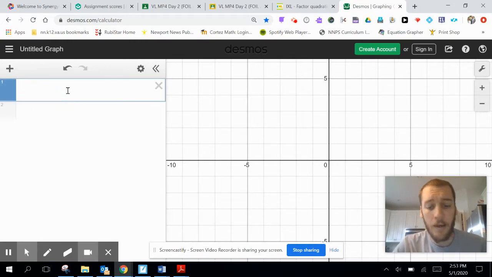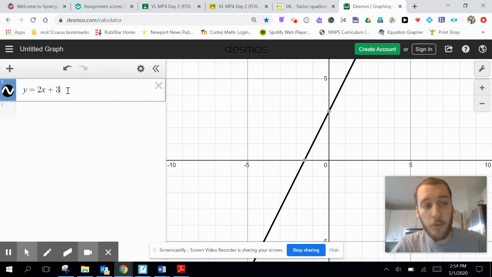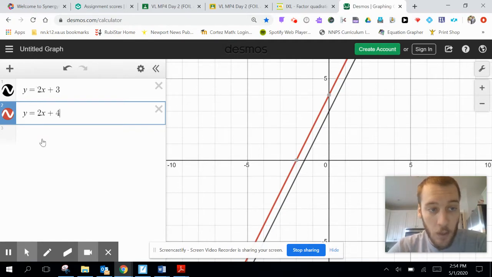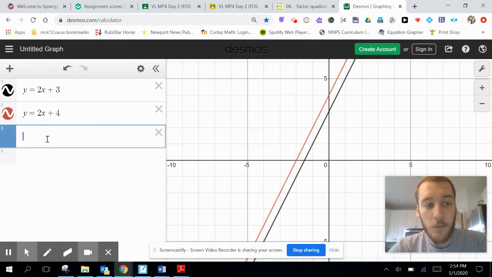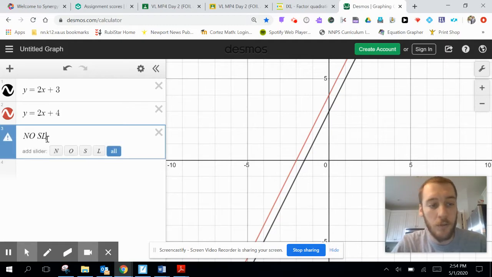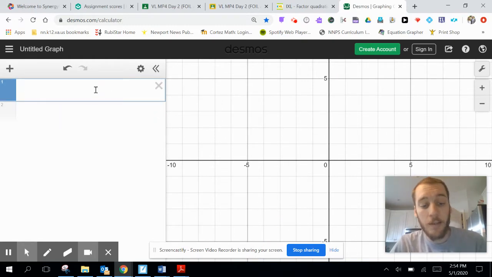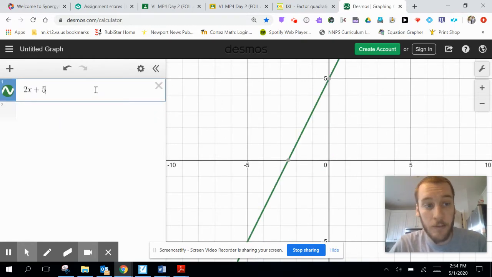Let's look at some of the other ones. Let's say I've got y equals 2x plus 3, but then I've also got y equals 2x plus 4. We can see that these lines are parallel. We can tell because they have the same slope, but it's really obvious on the graph because they're never going to touch. This is going to be no solution, because they're never going to be touching each other. If you graph two lines and they never touch because they're parallel, that is no solution.